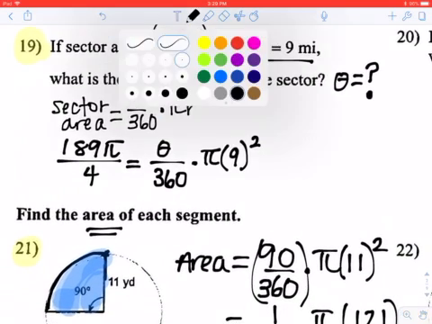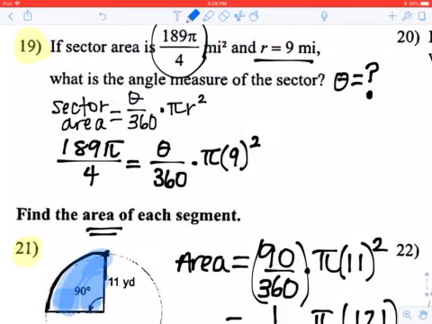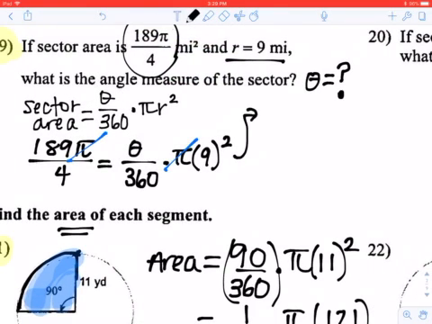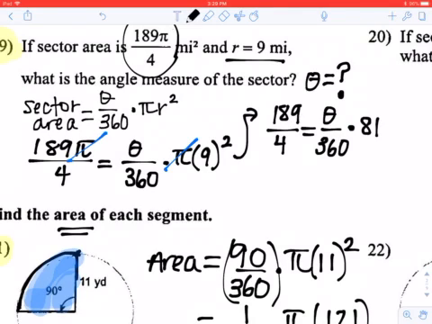Alright, well let me go ahead and simplify this. What's one thing I could do? Cancel out the pi's. Yes, you are so right. I could also take that 9 and square it, so I'm going to rewrite this over here as 189 over 4 equals theta over 360 times 81.